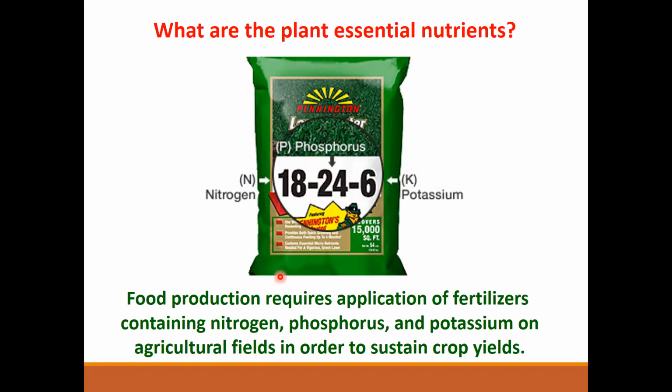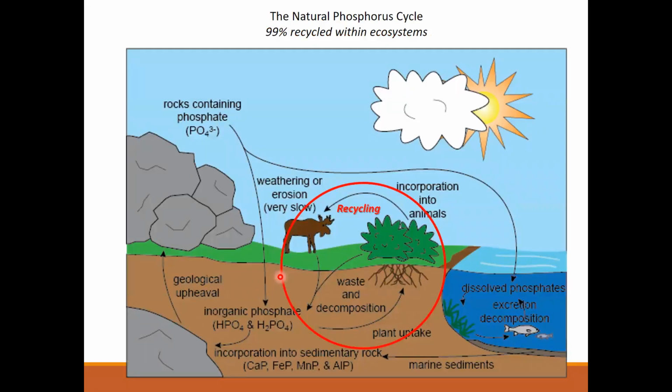So this is a little bit of a reminder. What do we have in our fertilizers? A big focus on nitrogen and phosphorus, and this is what we use in order to sustain our crop yields. We talked about where the nitrogen comes from, but that's a separate topic of nitrogen cycling. Today we're going to talk about phosphorus cycling. So this is an elementary drawing of the natural phosphorus cycle.